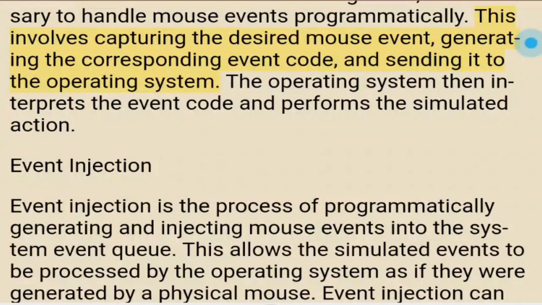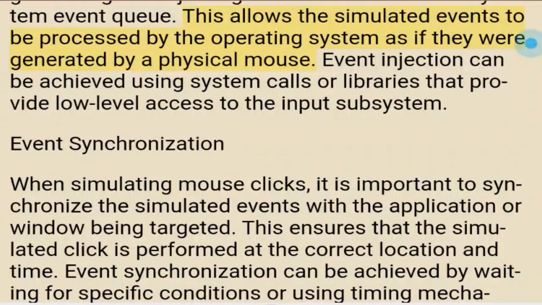This involves capturing the desired mouse event, generating the corresponding event code, and sending it to the operating system. The operating system then interprets the event code and performs the simulated action. Event injection. Event injection is the process of programmatically generating and injecting mouse events into the system event queue. This allows the simulated events to be processed by the operating system as if they were generated by a physical mouse. Event injection can be achieved using system calls or libraries that provide low-level access to the input subsystem.